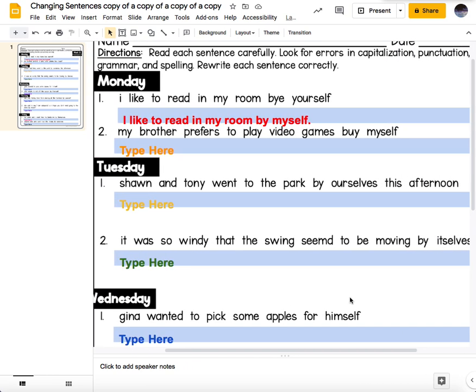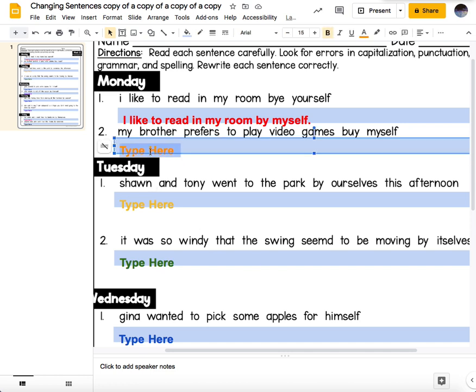Okay, number 2. My brother prefers to play video games by myself. Let's see this. So we always have to capitalize the first letter. Brother is fine. Prefers is also fine. To play video games is also fine. But let's look at this.